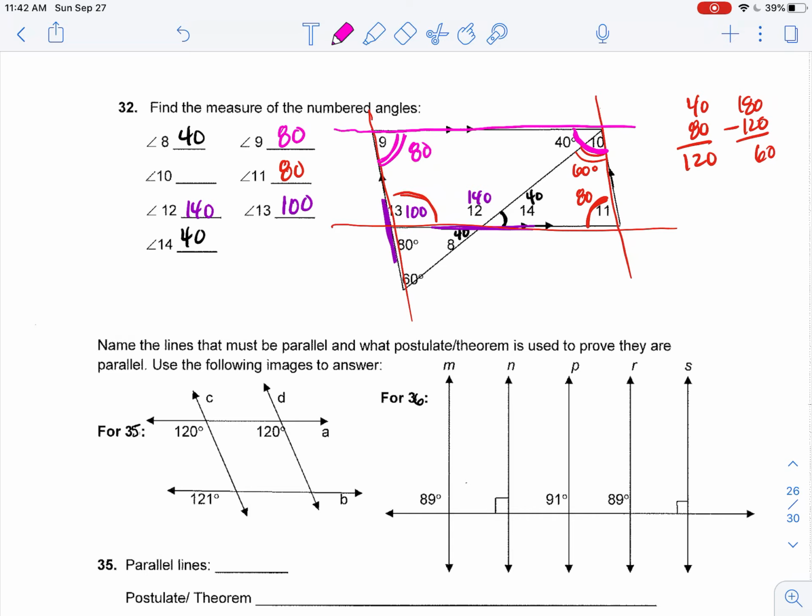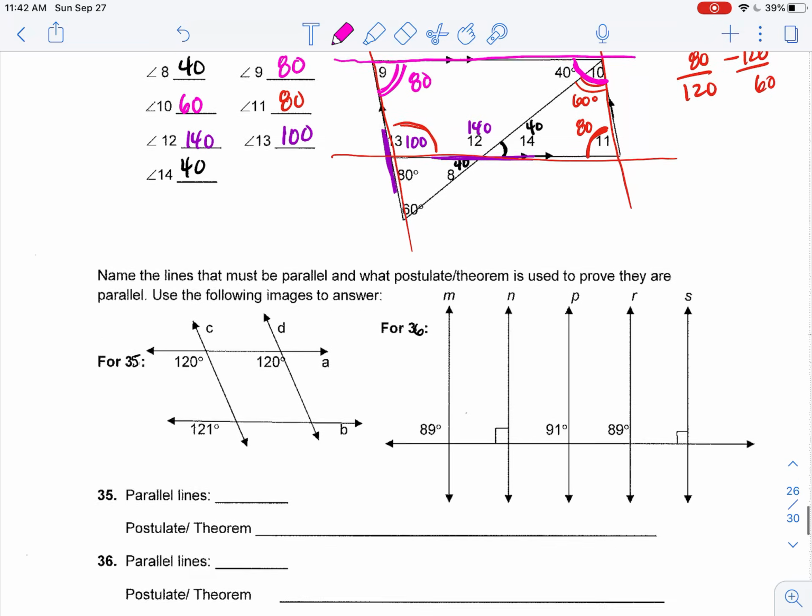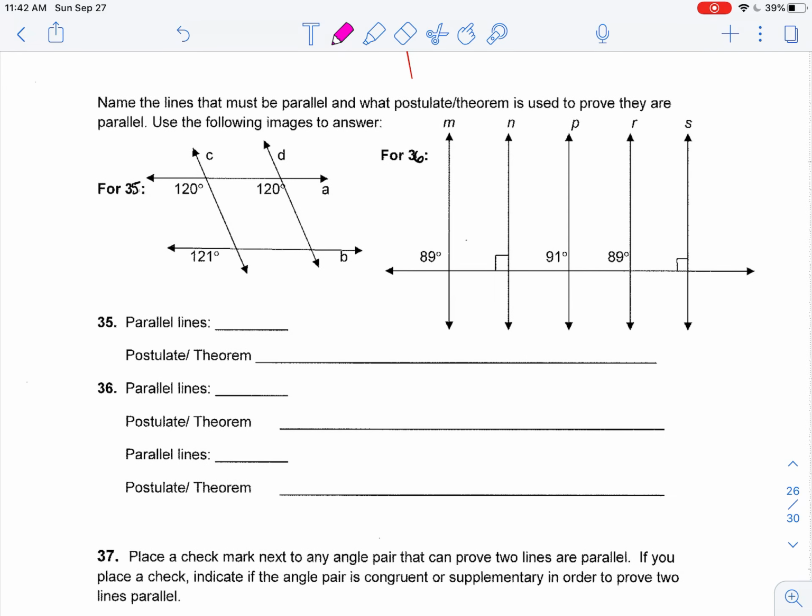Okay, what else do I have? Did I already figure out what the measure of angle 10 is? Yes, and that was 60. Okay, we got them all.